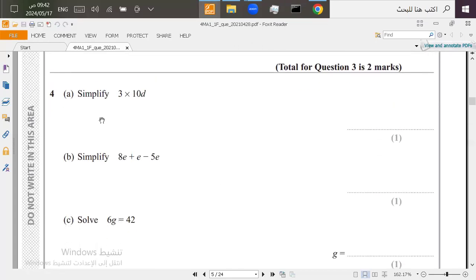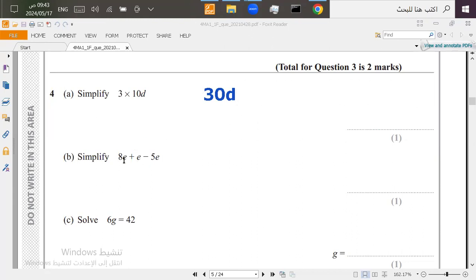Question 4. Simplify. 3 times 10d. When you multiply, you multiply the coefficients first, which are the numbers, and then you multiply the variables if you have variables on different sides. But if you have one variable, you just put it as it is. So 3 times 10 is going to be 30. And then you put the d next to it. So it's going to be 30d.